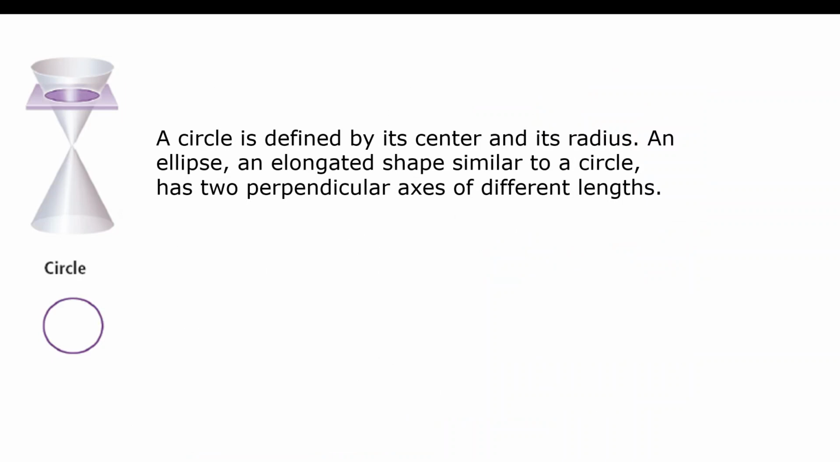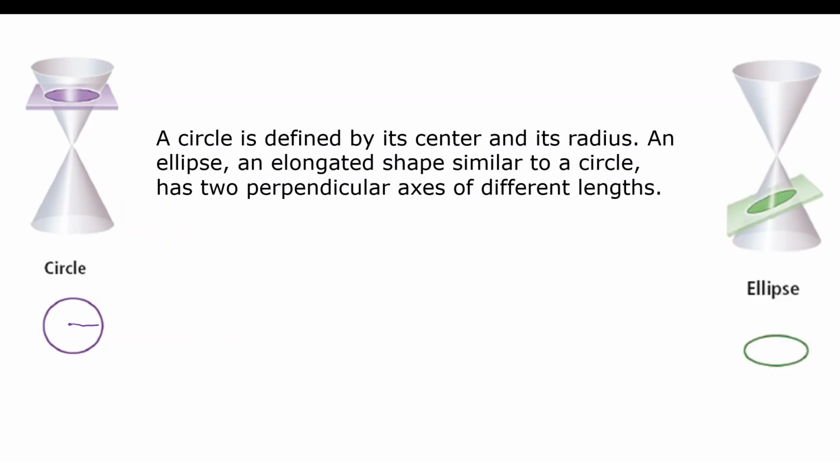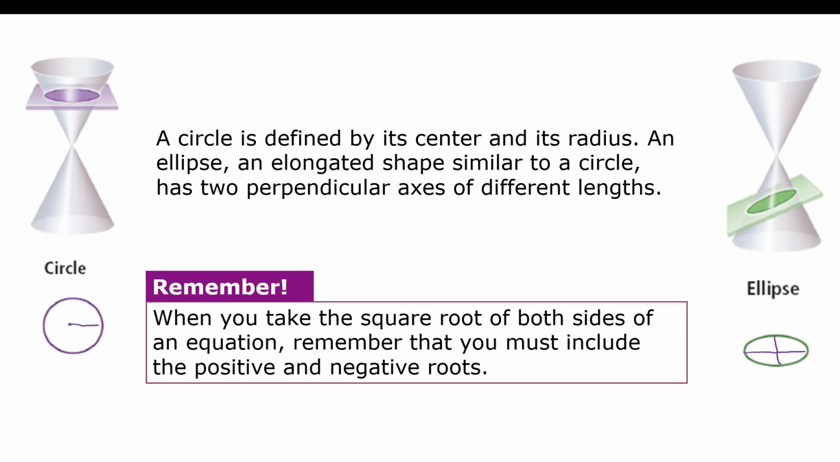A circle is defined by its center and its radius. An ellipse is an elongated shape similar to a circle. It has 2 perpendicular axes of different lengths. Remember, when you take the square root of both sides of an equation, you must include a positive and a negative root.